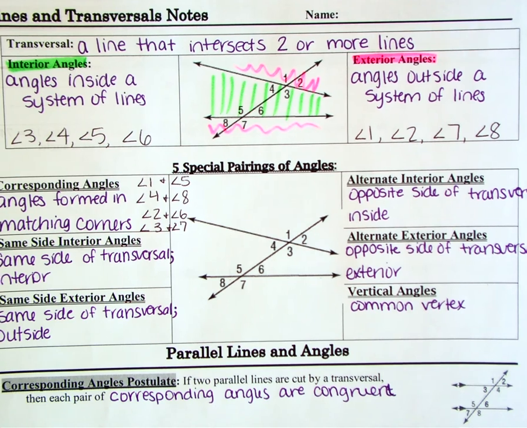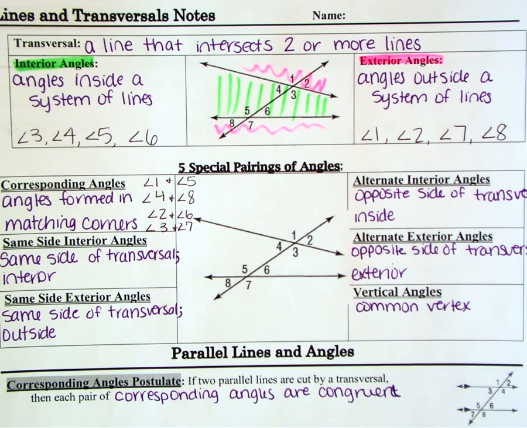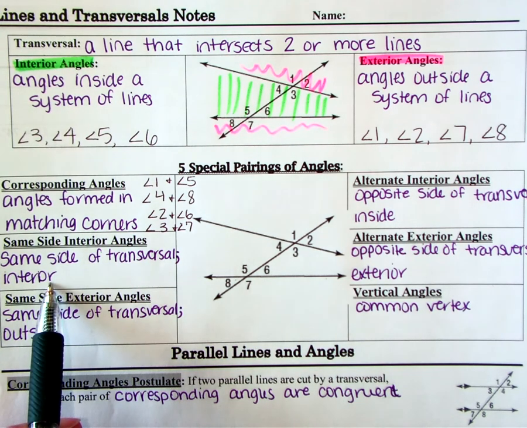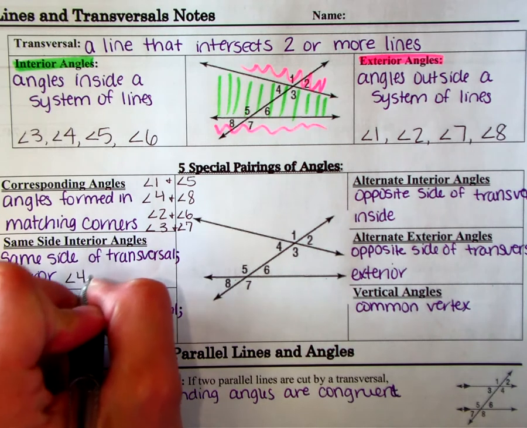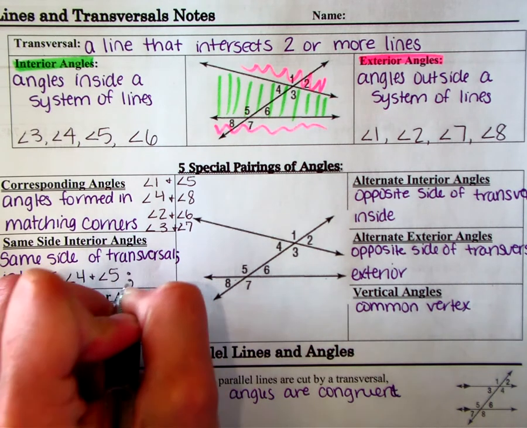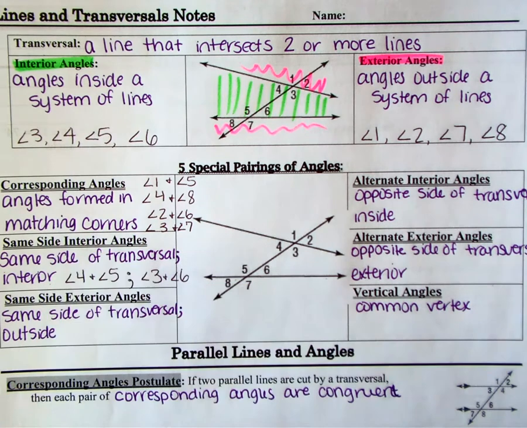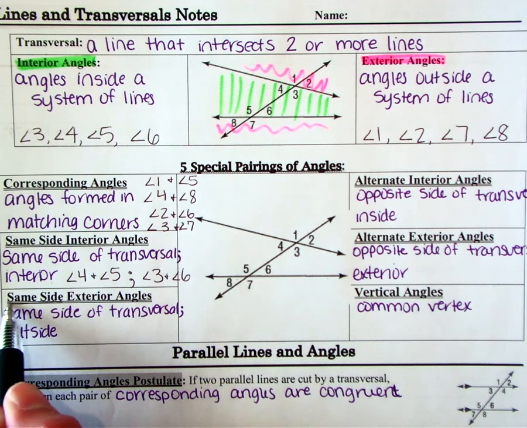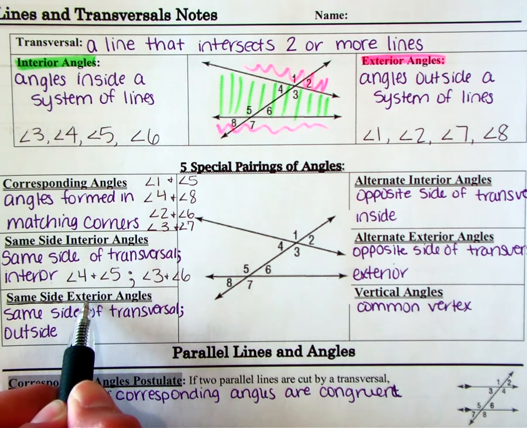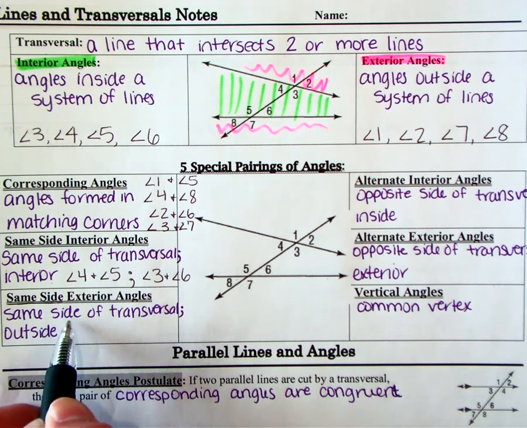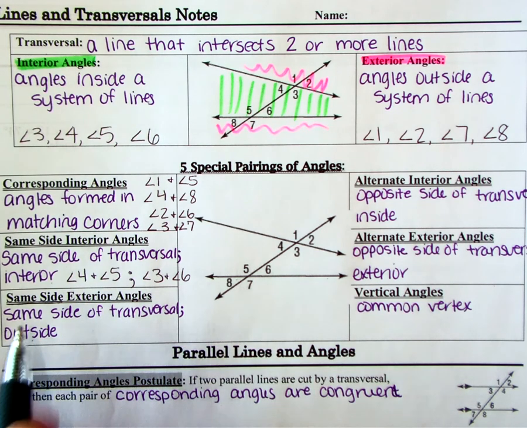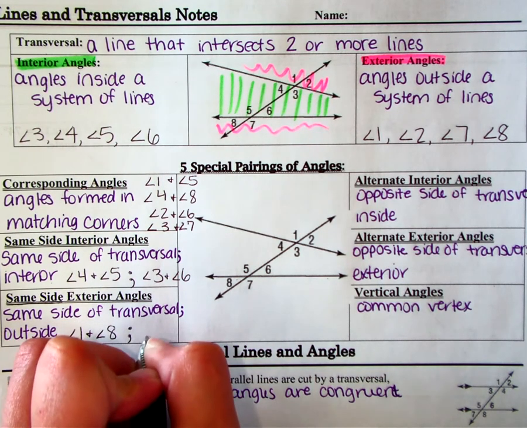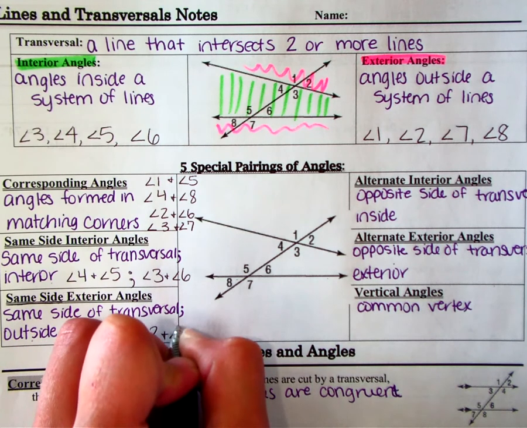Second relationship is a same side interior angle relationship. That means they are on the same side of the transversal and they're on the interior of the system of lines. So that would be angle 4 and angle 5, and angle 3 and angle 6. Same side exterior: same side is telling me the relationship to the transversal, exterior is telling me the relationship to the other lines. So same side of the transversal, and they're outside. That would be angle 1 and angle 8, and also angle 2 and angle 7.